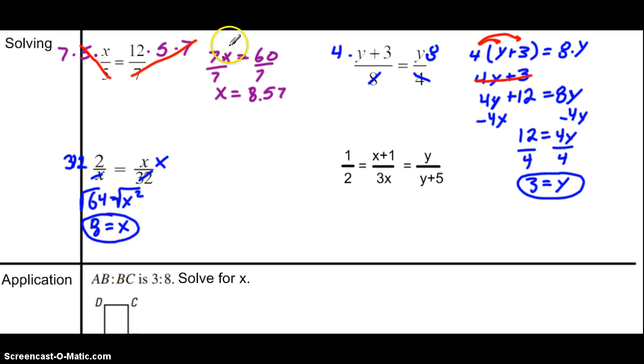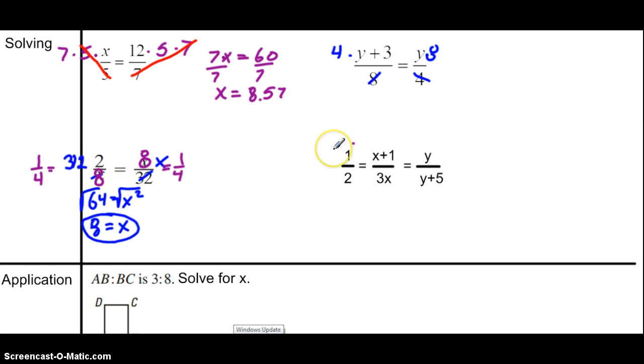If you're unsure that this works, you can simply plug 8 back into the original equation. 2 over 8 is equal to 8 over 32. This makes sense because if you simplify the fraction 8 over 32, you'll end up with 1/4, and if you simplify the fraction 2 over 8, you'll also end up with 1/4, which means that these two ratios are equal, and we solved the proportion.